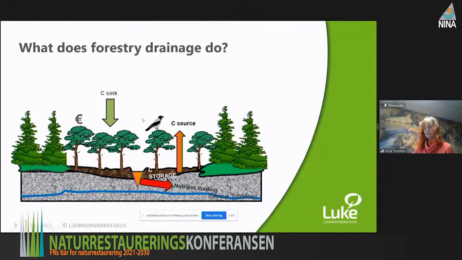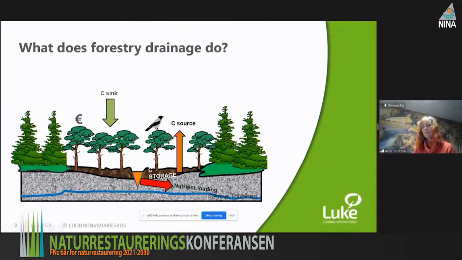And the trees act as a carbon sink because they sequester carbon into their growth. They also provide monetary benefits, so the euro sign is there for that reason. And the nutrient loading starts from drained peatlands. So whenever you grind the soil in one way or another, the nutrient loading is initiated. And organic matter and solid matter and nutrients are leaching out of the peatlands, and they pollute the waters. So those are the environmental problems coming out of the drainage.